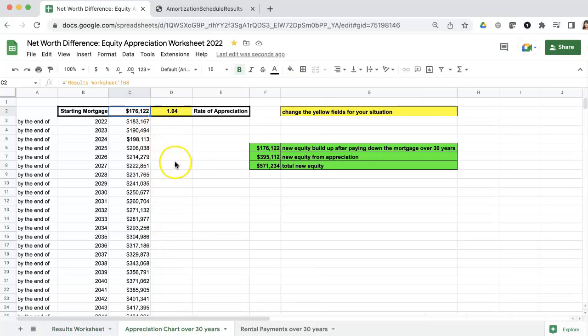So you can see on this page, this $176,122 is pulling from the results worksheet, showing us our original mortgage amount, and we'll just assume that modest level of appreciation of 1.04 and only change the appreciation, because this is drawing from the prior page. And then this is calculating the appreciation each year from the prior year's worth.